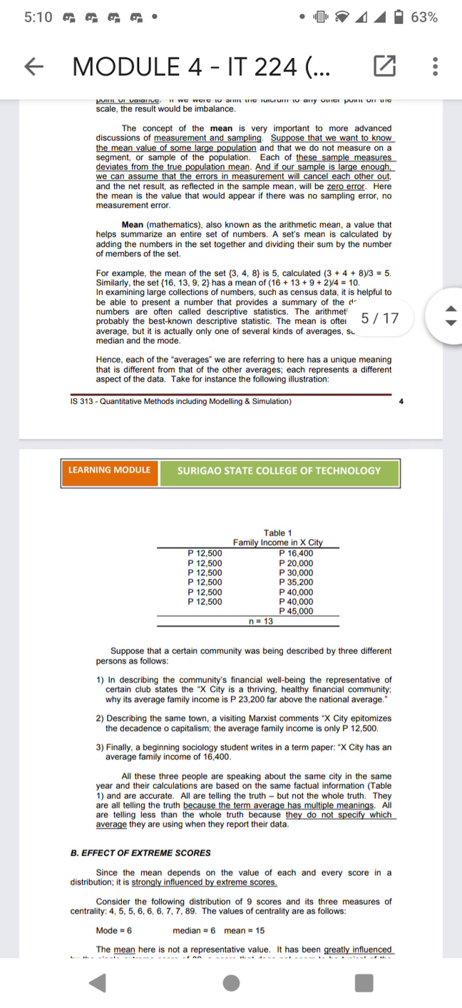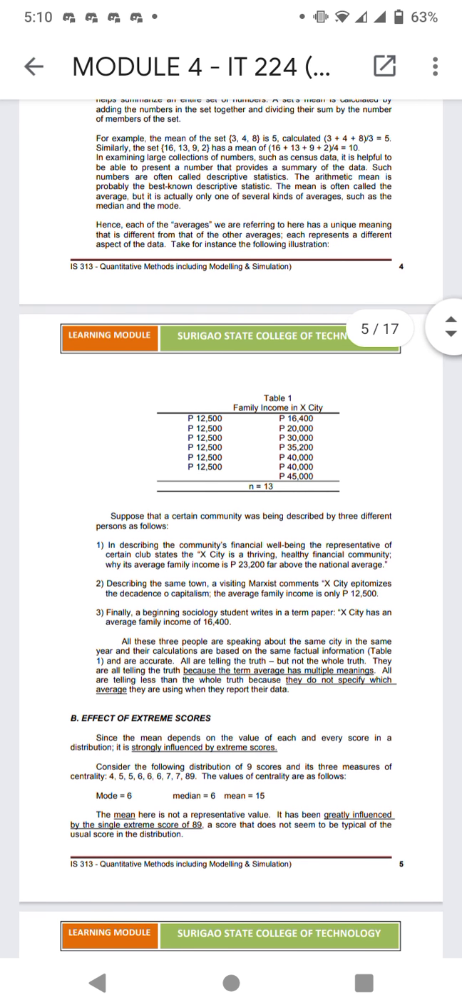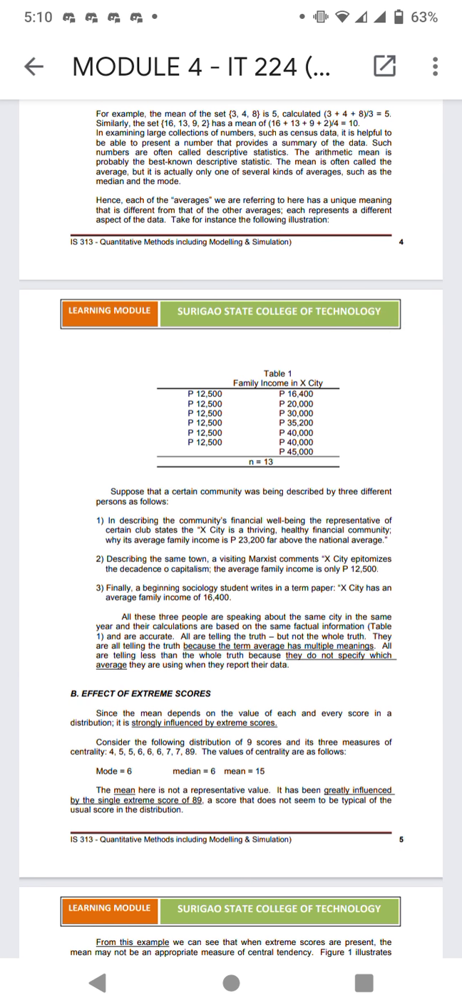Taking for instance the following illustration for Table 1, which shows family income in X city. Suppose that a certain community was being described by three different persons. In describing the community's financial well-being, the representative of a certain club states that X city is a thriving, healthy financial community, since its average family income is 23,200. There are 13 families, and then you have the numbers.